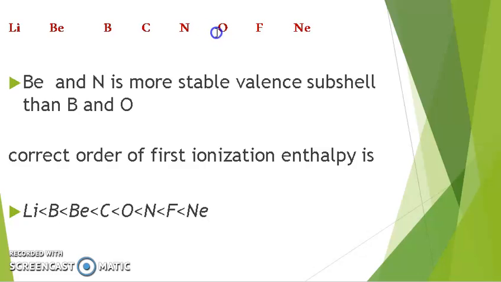The same applies here: boron and oxygen. Nitrogen is more stable than oxygen here, so oxygen should come before nitrogen. So the order of ionization enthalpy is lithium, boron, beryllium, carbon, oxygen, nitrogen, fluorine and neon. So this is the order of ionization enthalpy for the second period elements in the periodic table.